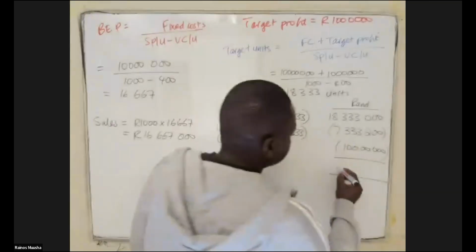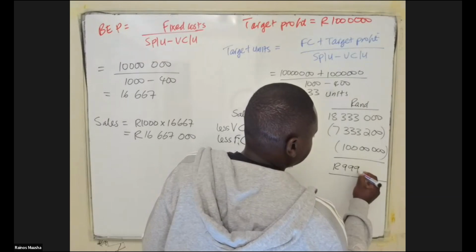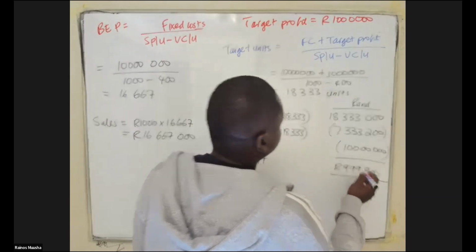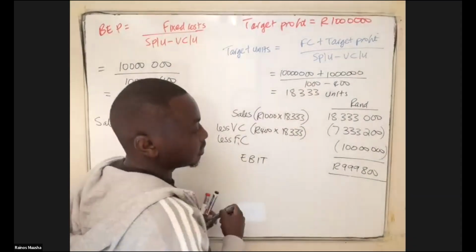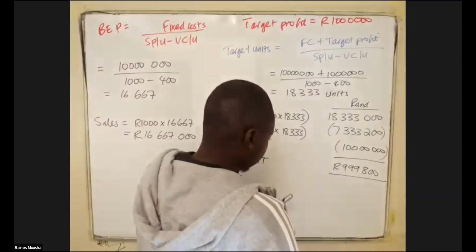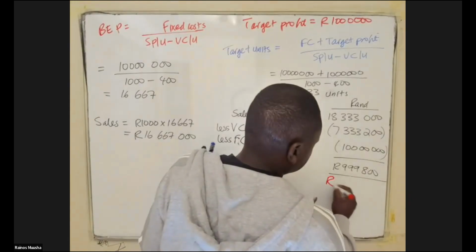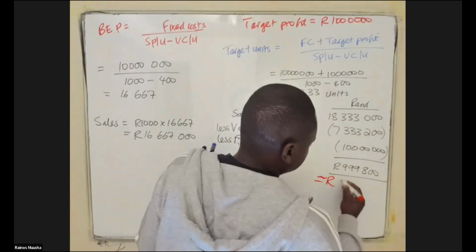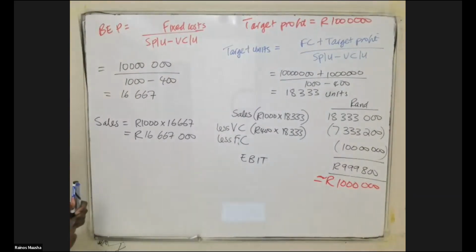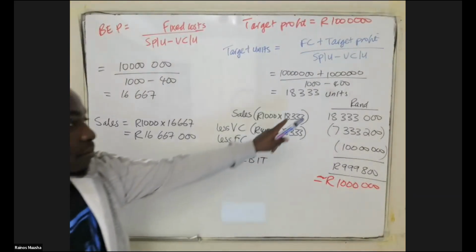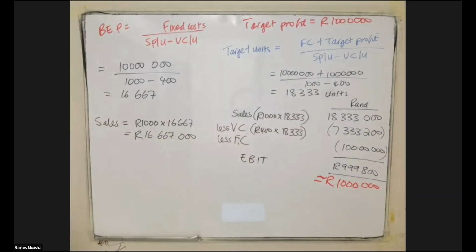So you get 999,800, which is off the mark by a couple of hundred because of the rounding off effect here, which is close to the million, the target profit. So it's very close to the target profit of 1 million because it was off the mark because of the effects of what? The rounding off there.